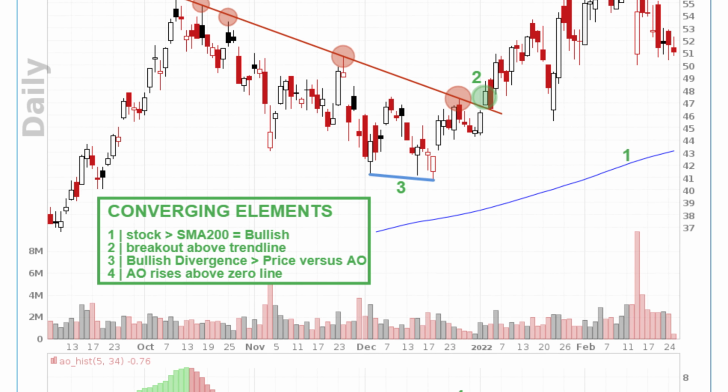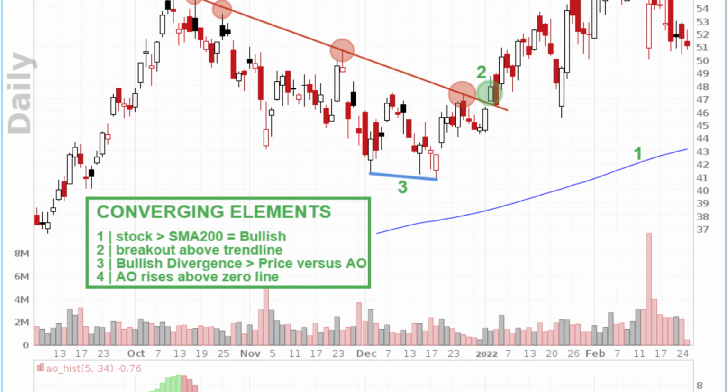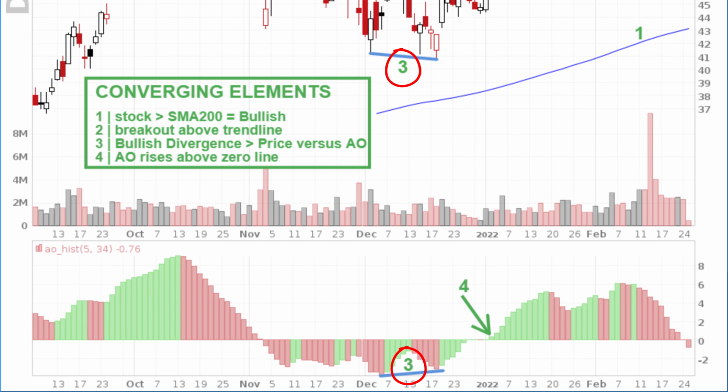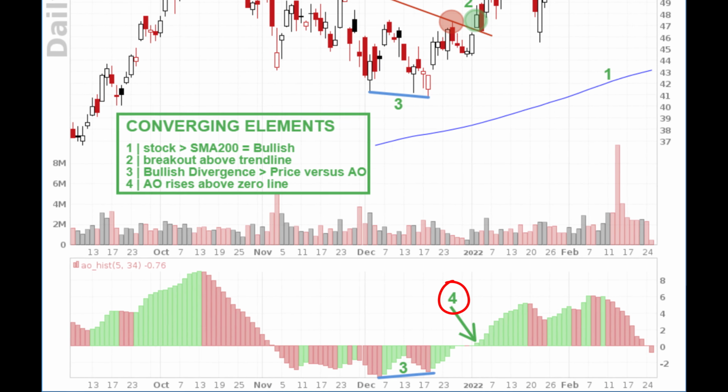And what we mean exactly by this is shown in this example, where several elements are present together, which makes the actual setup a lot more interesting to monitor. So the stock is above the SMA 200, which is a bullish long-term trend. There is a breakout above a descending trend line. Bullish divergence between price versus the Awesome Oscillator. And finally, the Awesome Oscillator rises above the zero line.